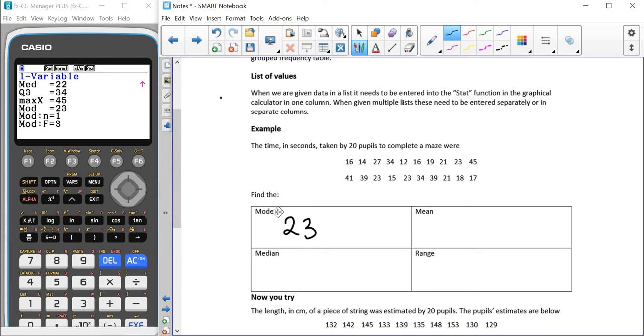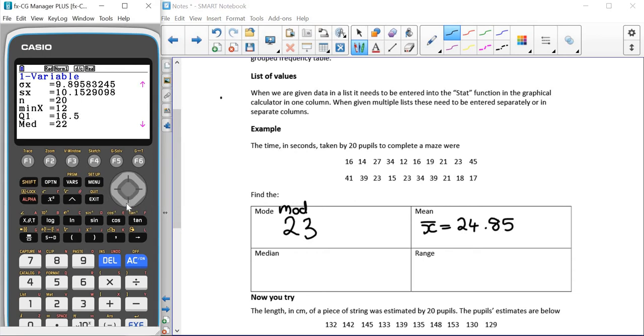Next, for the mean, so that was looking at mod in the calculator. For the mean, we're going to have to scroll back up in our calculator, right to the top, and it's this value here, x bar. Okay, so this x bar is our mean, and that's actually the symbol for the sample mean, and that's 24.85. For the median, I'm going to have to scroll back down again to where it says med. So median in the graphical calculator comes up as med, which is 22.